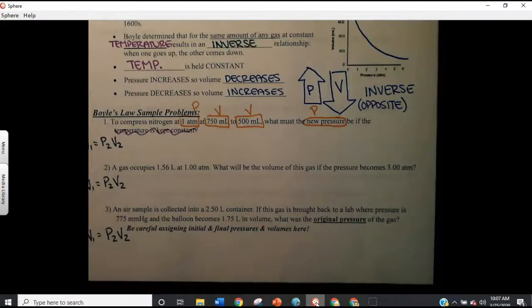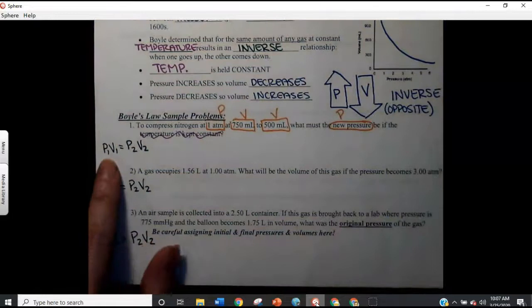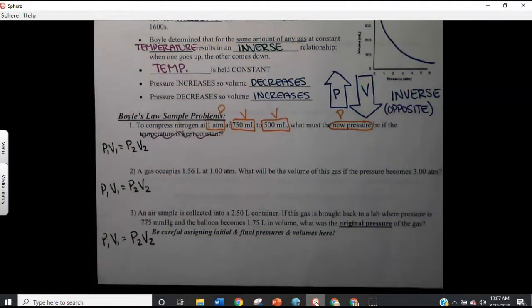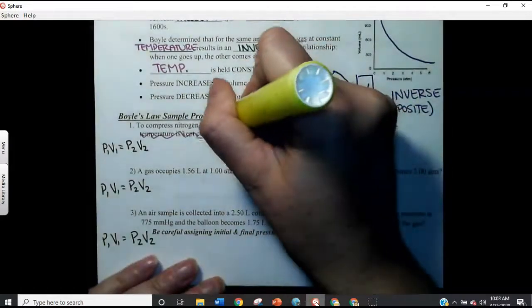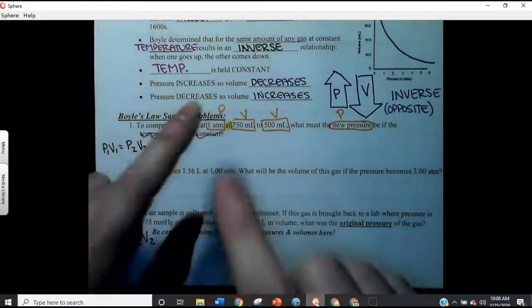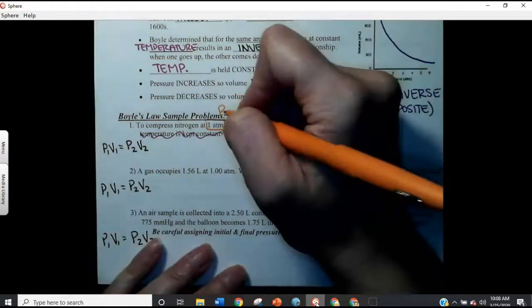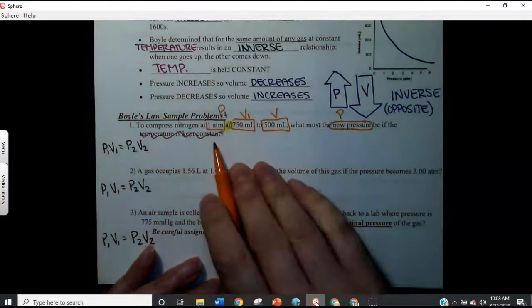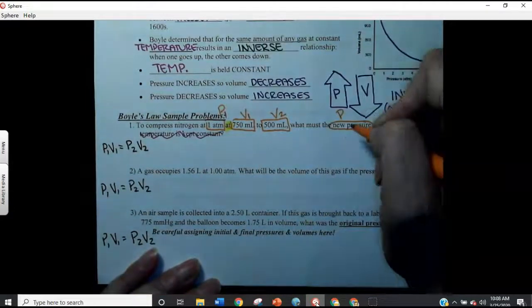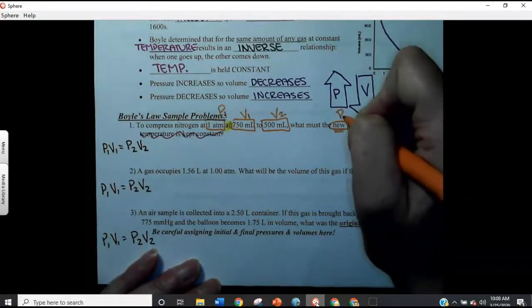You have to be very careful which numbers you assign as pressure 1, volume 1, pressure 2, volume 2. There's kind of this magic word, at. At means that these go together. So I can either call this P and V 1s or I can call them 2s, but they're together. So I'm going to say that this is the first pressure, P1, and this is the first volume, V1. And I'm compressing it to this new volume, so that's V2. They're asking me for a new pressure, so P2.